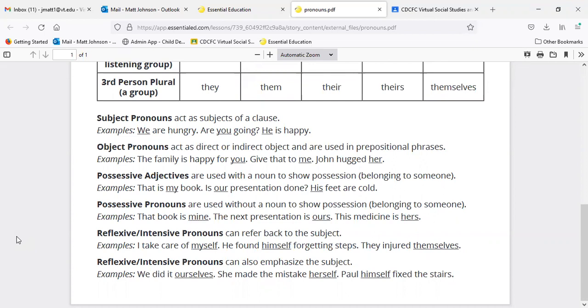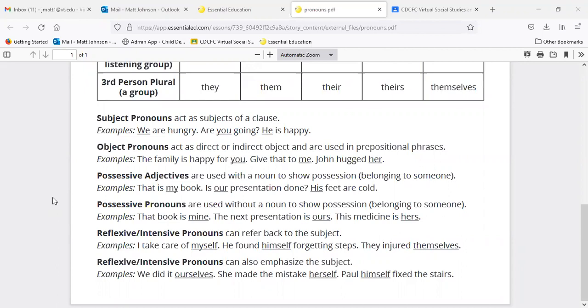And that's another way you can check whether or not it sounds correct, whether it makes sense. I take care of my, right? That doesn't make sense. He found him forgetting steps. Doesn't make sense. They injured them, right? Reflexive intensive pronouns, again, it's one of those things that you can tell by the way it sounds in the sentence.